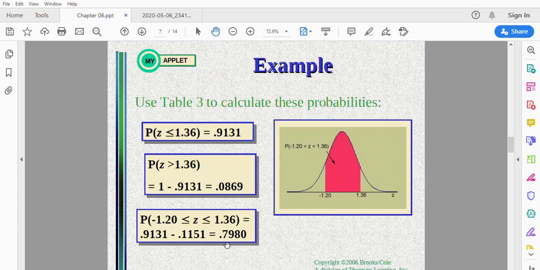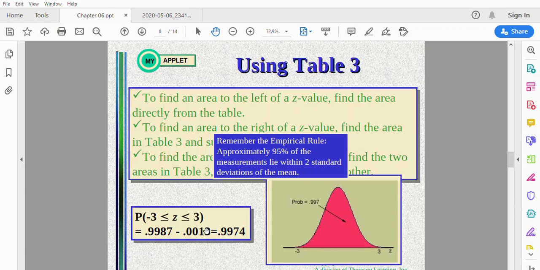So the value is 0.7980. Just minus it, and we will get the probability between negative 1.2 and 1.36. Okay. So this is also the same example, so we must know how to identify the probability.